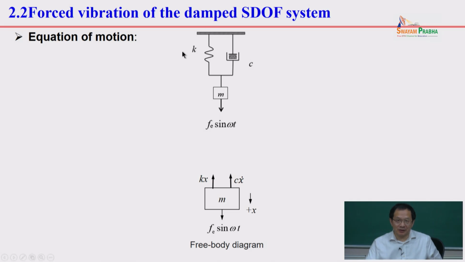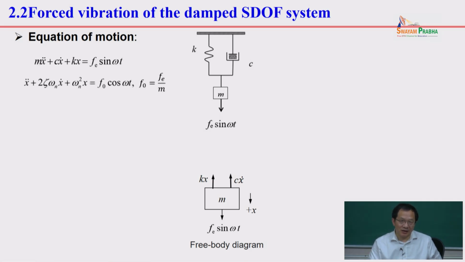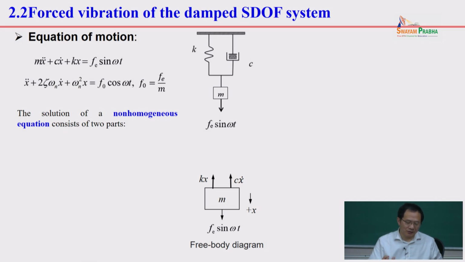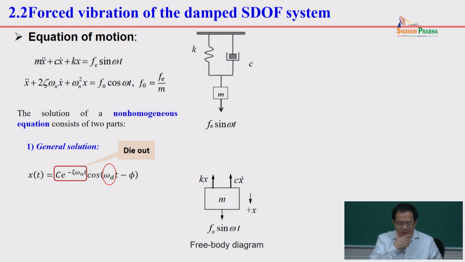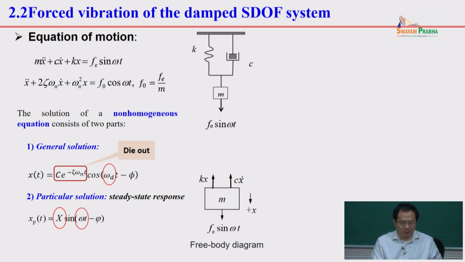So anyway, we look into forced vibration, right? For forced vibration, you have a force, you draw the free body diagram, you write the equation like that, and you normalize it by dividing by mass. So how do we solve this problem? There are two parts: the homogeneous part and the non-homogeneous part. So the solution has a general solution and a particular solution.